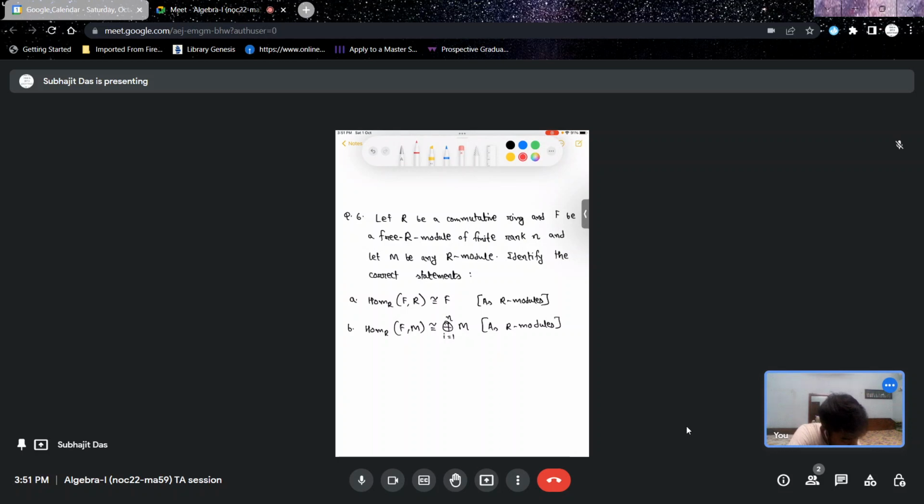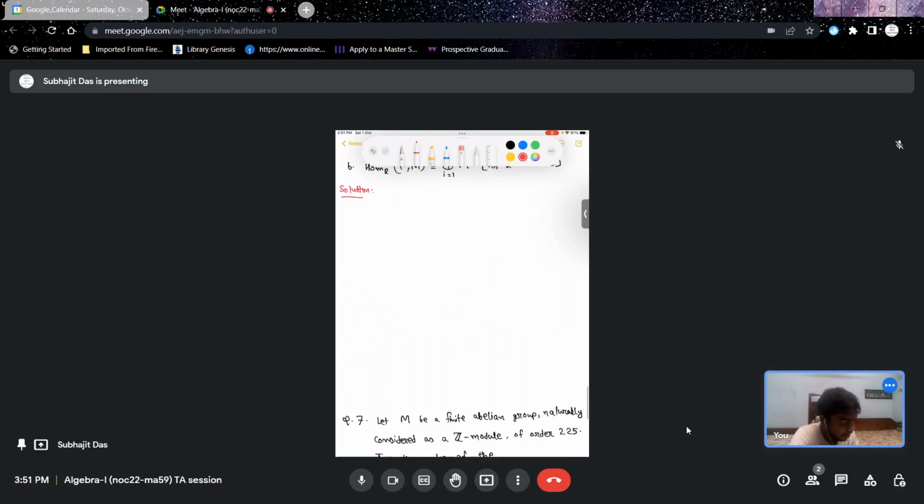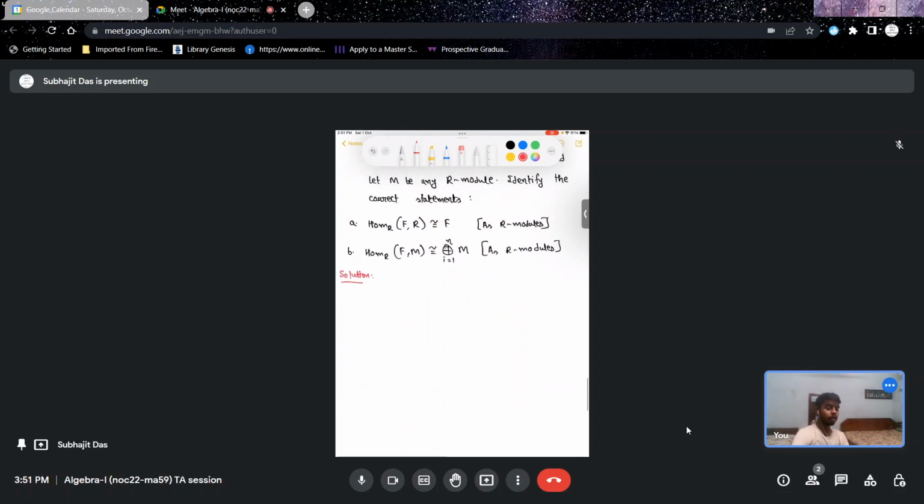So we need to identify which of these statements is correct. And what we do is we observe that the second part, B, is actually a special case of A. I mean, A is actually a special case of B, right? In what sense we'll come to that, but let's just try to show that B is true first of all. Okay, so we know that F is isomorphic to, or we can say equal to, the direct sum of n copies of R.